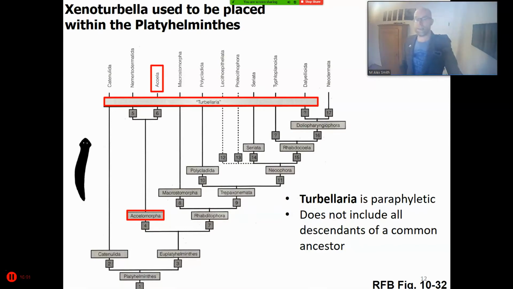So the acoels and the Xenoturbellans used to be grouped in here. And you can see, even according to this older phylogeny that was captured from Ruppert, Fox, and Barnes, that word doesn't include all of the things.